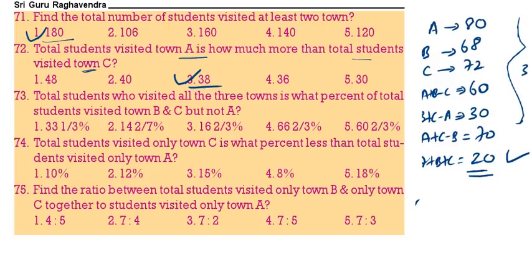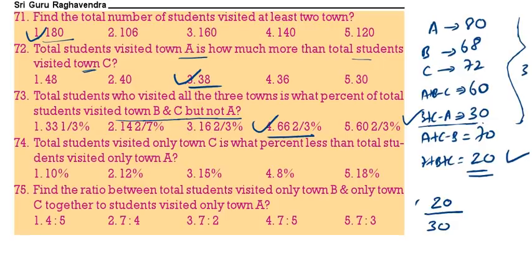See the next one. The total students who visited all the 3 towns. All the 3 towns is 20. It is what percent of the B and C but not A? B and C but not A is 30. 2 by 3 is always equal to 66 2 by 3.